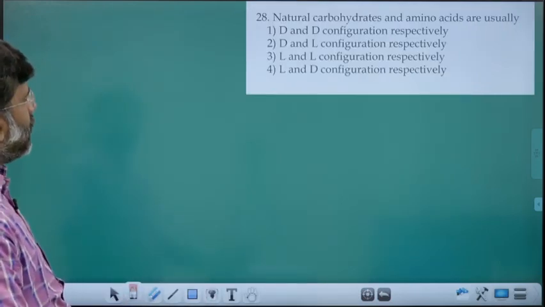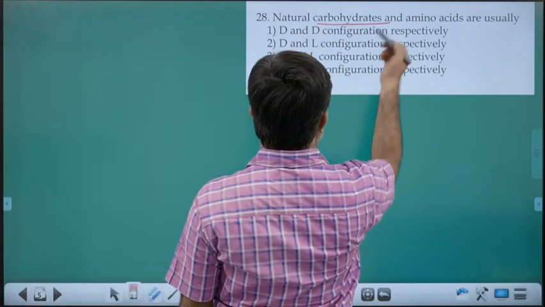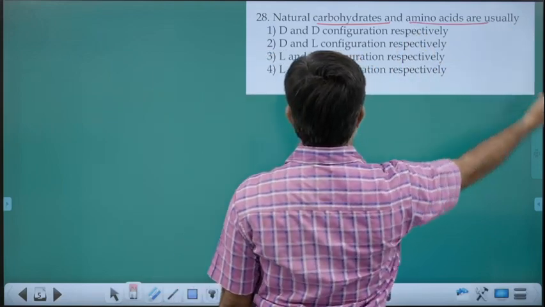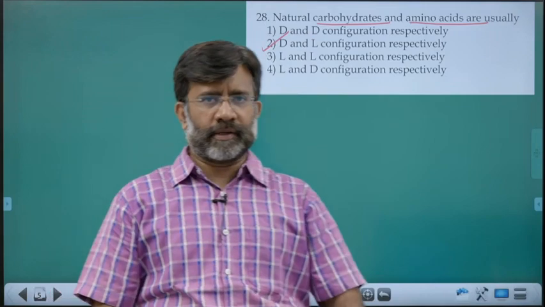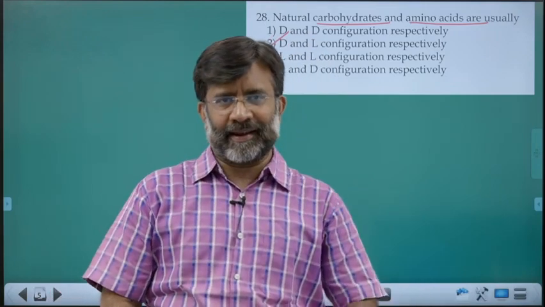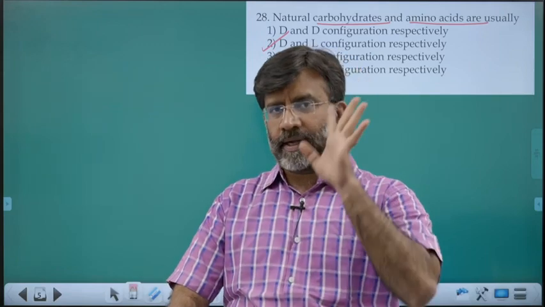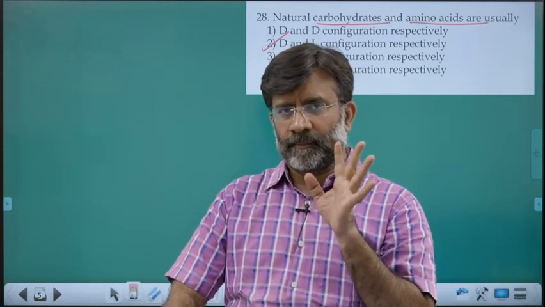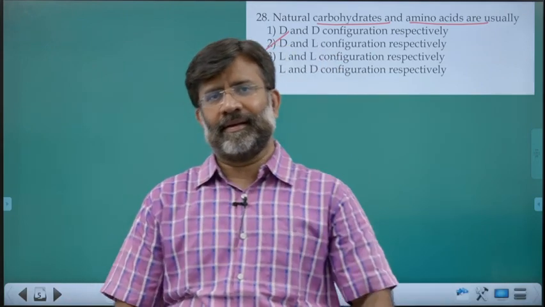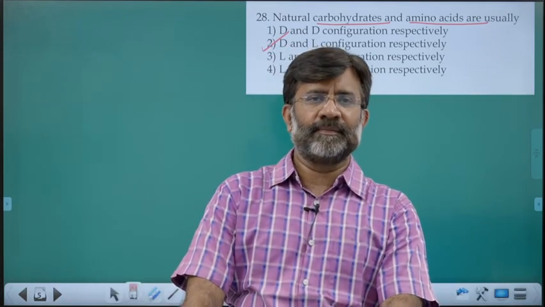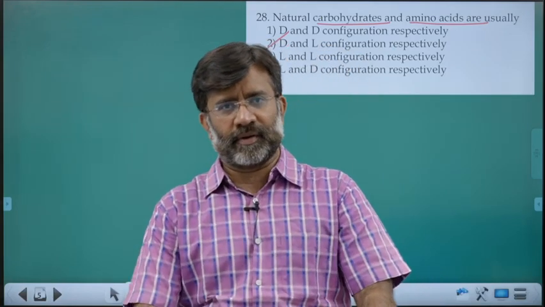Natural carbohydrates are D configuration, while amino acids are L configuration, D and L respectively. Remember, DL configurations are relative configurations. Based on which molecule? Based on glyceraldehyde. Okay, right.